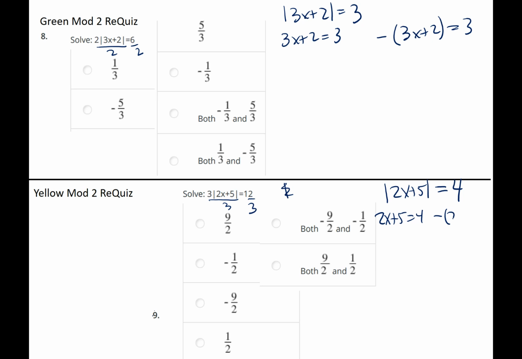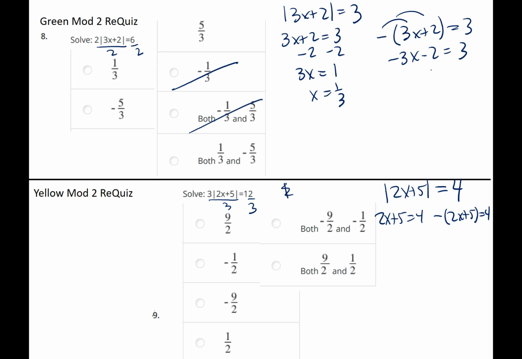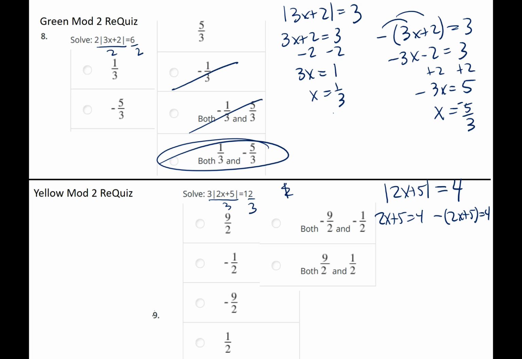Positive expression, negative on the expression. So we're going to subtract the 2. So 3 minus 2 is 1, and then we're going to divide by 3, which would be positive 1/3. So it's definitely not anything that has a negative 1/3 in it. We're going to distribute this one in, so negative 3x minus 2 equals 3. I'm going to add the 2. You get 5, and then we're going to divide by a negative 3. So we're going to have negative 5/3. So positive 1/3 and negative 5/3 both work.